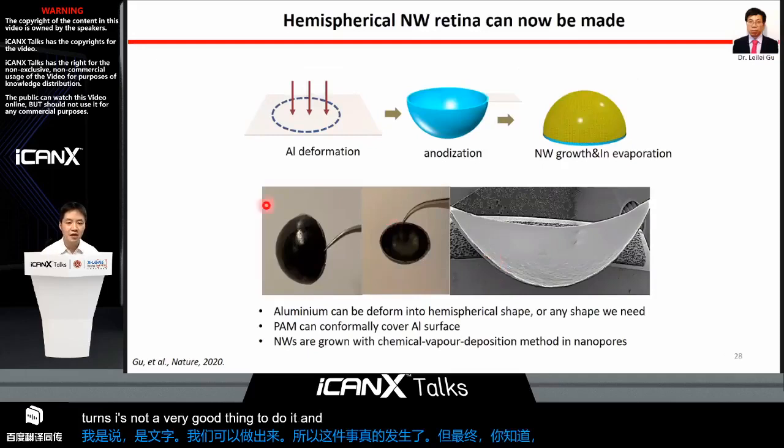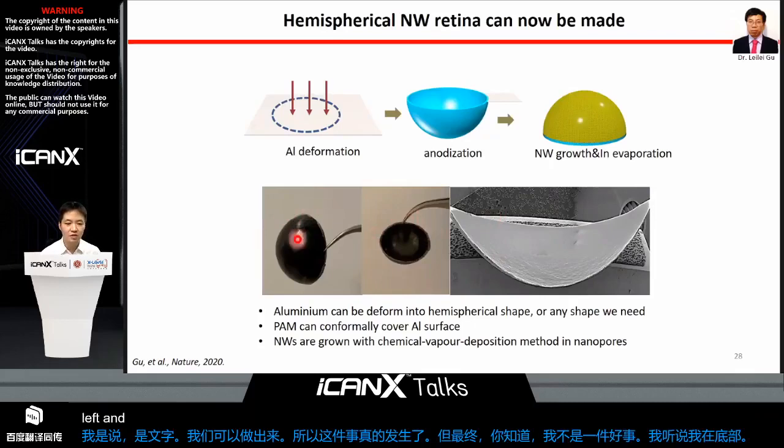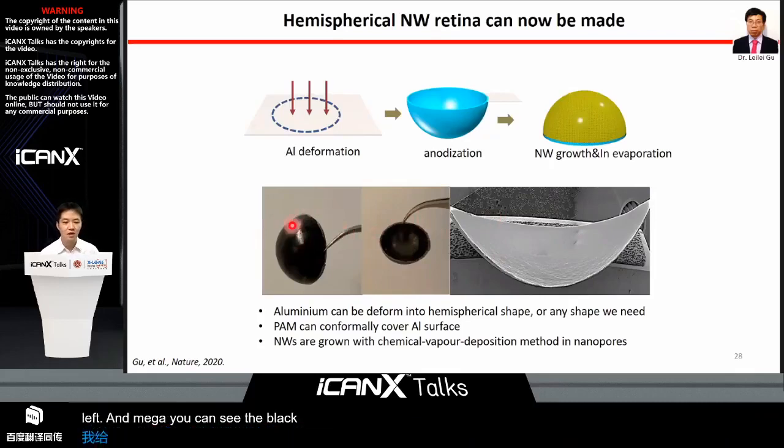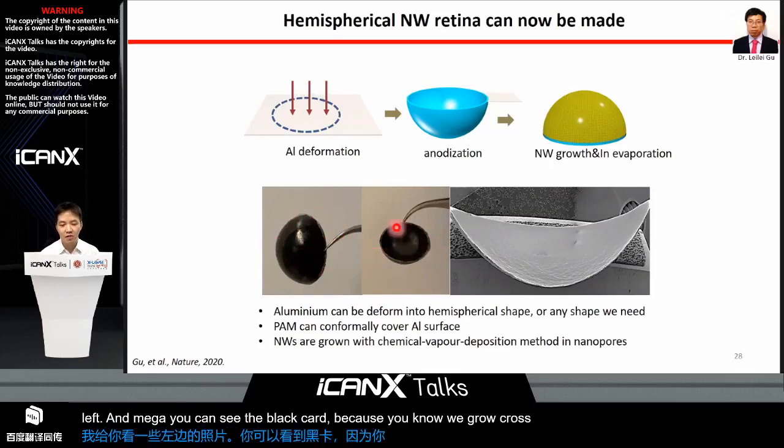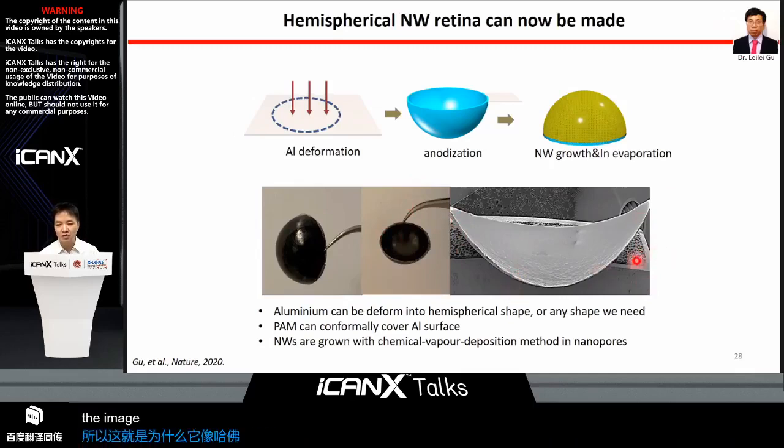And here at the bottom, I'm showing you a few pictures of the nanowire retina. On the left and in the middle, you can see the black color, because here we grew the perovskite FAPbI3 nanowires into it. It is a very strong light absorber, so that's why it's black. On the right-hand side, you can see this cross-sectional SEM image of the nanowire retina. So it is a hemispherical structure.